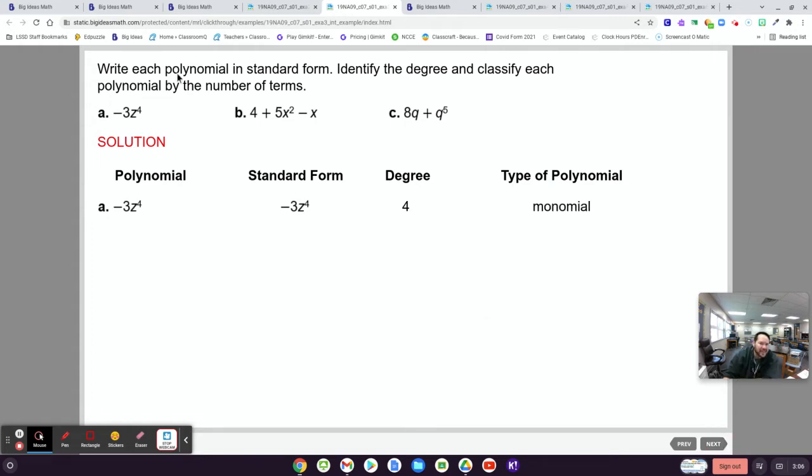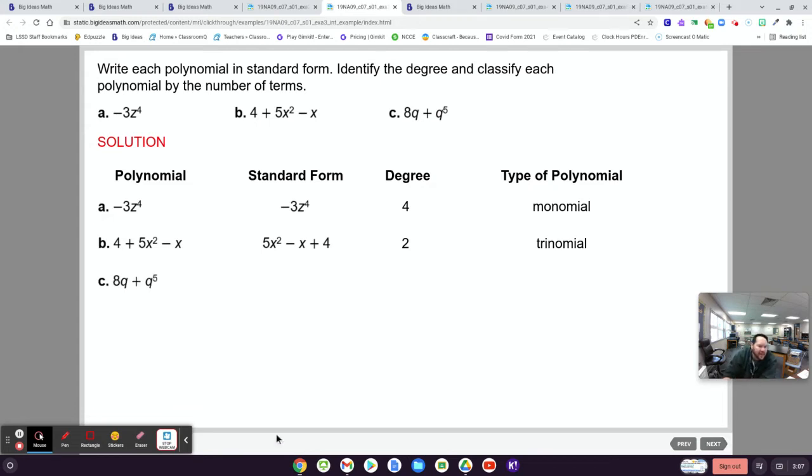All right, for B here, rewrite that in standard form. Okay, so hopefully you've rearranged it. Put the 5x squared first, and then the x term second. This minus goes with the x, and then it's a positive 4, so it's +4 at the end. What is the degree of that polynomial? It is 2, because it's 5x squared. The exponent is 2. And what type of polynomial is this? It is a trinomial because there's 3 terms.